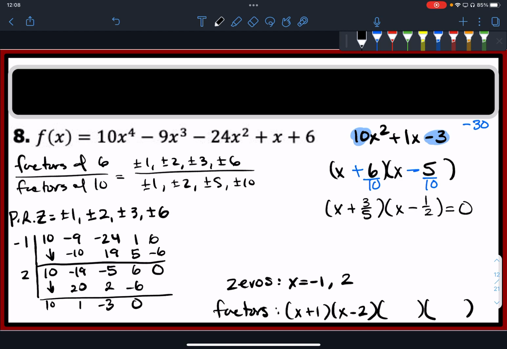So for the first factor to be equal to 0, x would have to be the opposite of plus 3 over 5, which is negative 3 over 5. And for the second factor to become 0, x would have to be the opposite of subtracting 1/2, which is positive 1/2. So those are my zeros. And in terms of factors, that's 5x plus 3 and 2x minus 1. So there you go. There's your answers.